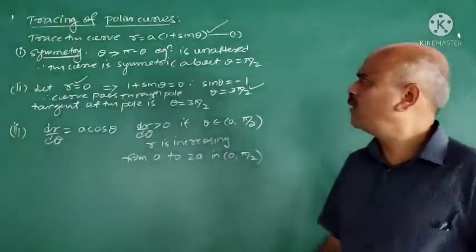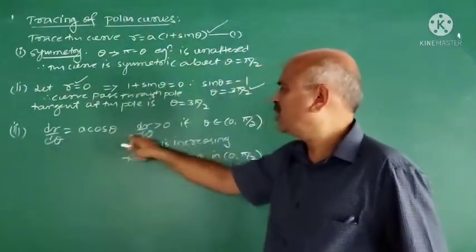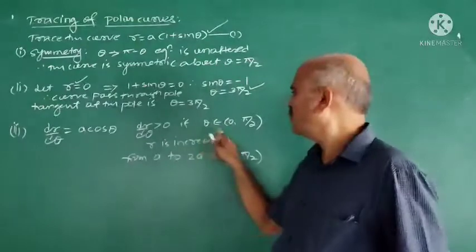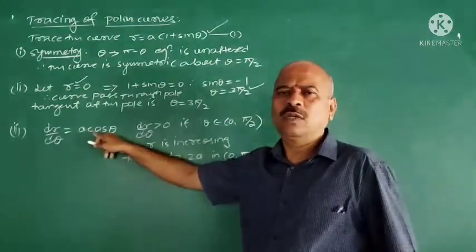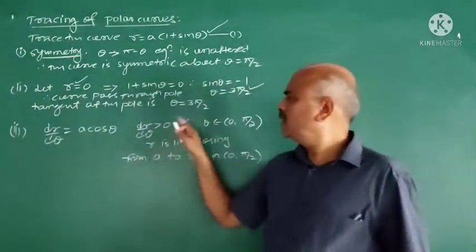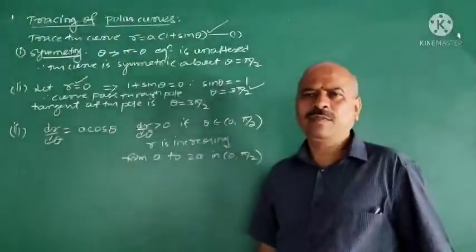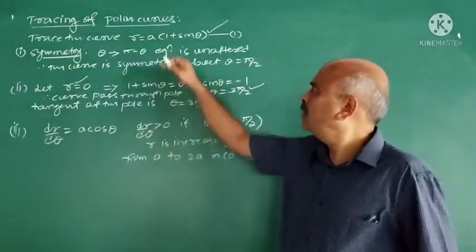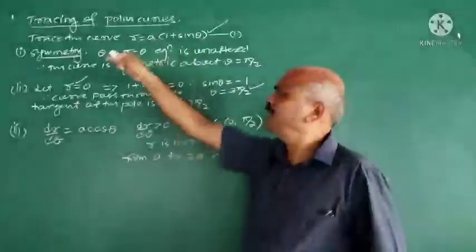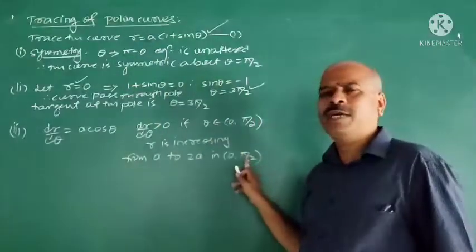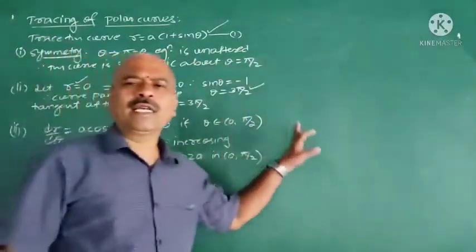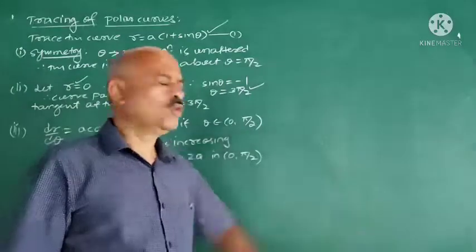I think you followed this one. Dr by d theta gives a cos theta, and it is positive when theta lies in the first quadrant. From 0 to pi by 2, cos theta is positive, and therefore dr by d theta is positive, so r is increasing. What is the initial value of r? When theta is 0, r is a. When theta increases, r increases. When theta becomes pi by 2, r becomes 2a. Therefore, in 0 to pi by 2, r increases from a to 2a.